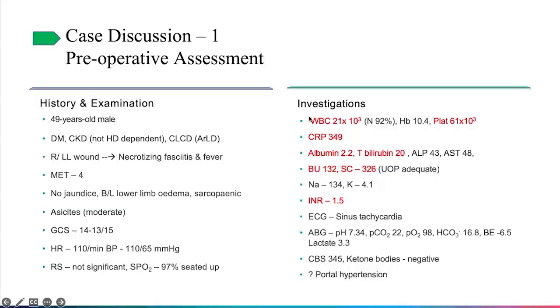Investigation wise, he had a high WBC count, predominantly neutrophils, HB was 10.4, and platelet count was 61,000. CRP was elevated, albumin was low at 2.2, bilirubin was elevated, blood urea was 132, and serum creatinine was 326, but the urine output was adequate. Sodium was 134, potassium normal, INR was 1.5. ECG showed sinus tachycardia. ABG oxygenation was adequate, and there was compensatory metabolic acidosis with a bicarb level of 16.8, base excess minus 6.5, and lactate of 3.3. CBS was 345, so we did ketone bodies to exclude ketoacidosis, which were negative, and there were no previous imagings.